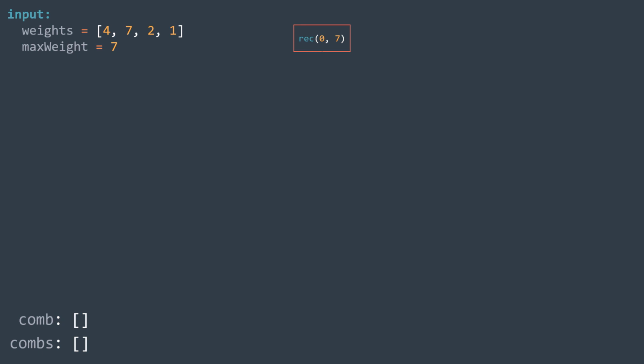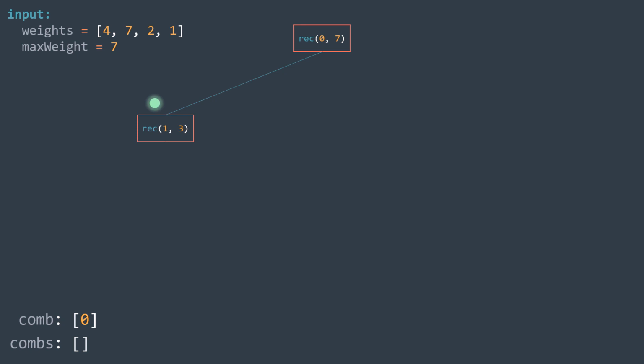Let's start. The initial call starts at the first item, so I is 0 and max weight is still 7. Now we search possible combinations when taking the item 0, so we append it to comp and subtract its weight from max weight. You can see that in this new recursive call, max weight became 3 because we subtracted 4, which is the weight of the item 0, from 7. In other words, the second parameter is representing the remaining weight.